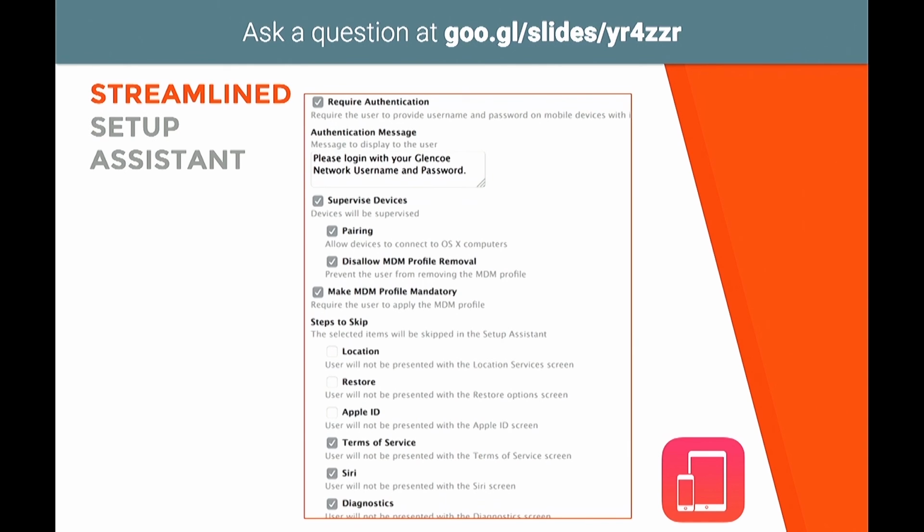And then lastly, the Apple ID. If you're using user-based assignment for any of your apps through the VPP program, through managed distribution, you'll want to make sure that an Apple ID is entered.